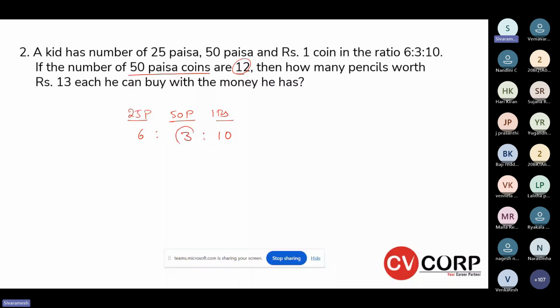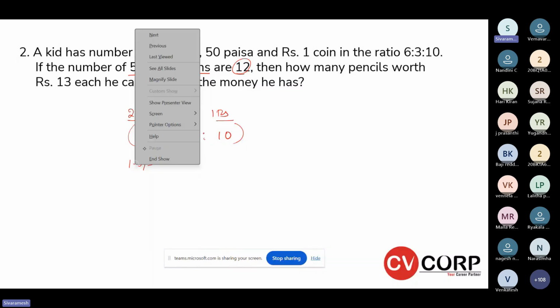So if you want to make it 12, obviously this ratio should be multiplied with 4. Okay, that we will do later. First we'll calculate. If the kid is having 6 coins of 25 paise, can I say that he is having 1.5 rupees with him? Because if 25 paise coins are 4, I can make it 1 rupee. So if it is 6, I can make it 1.5 rupees.